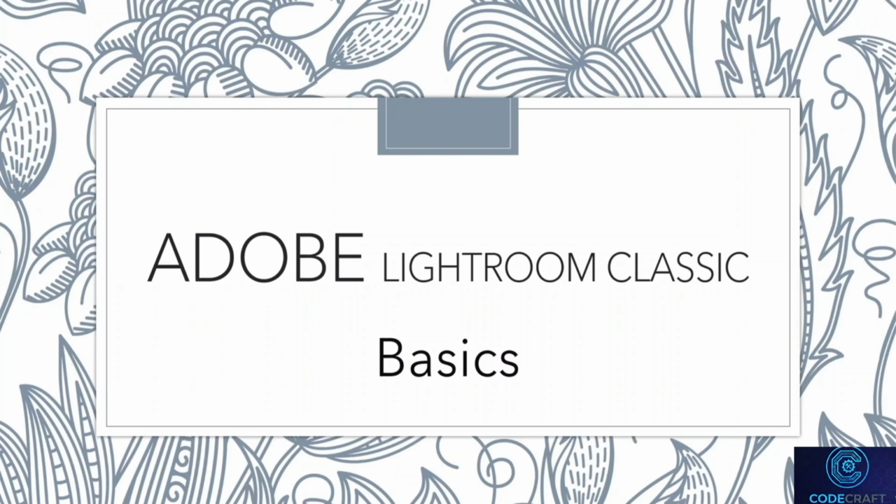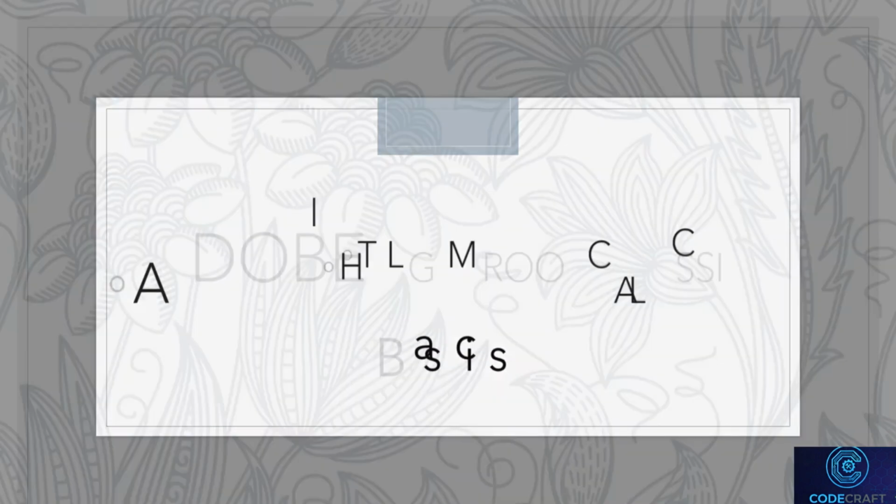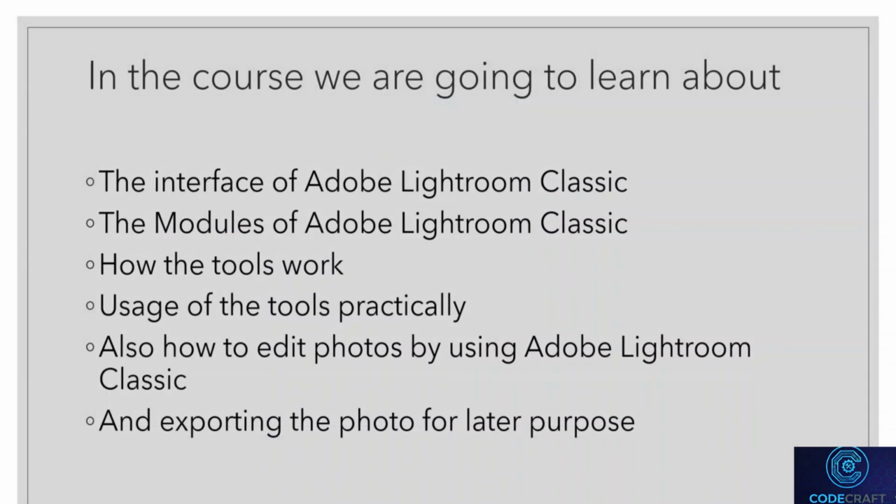And there is a vast amount of tools in Adobe Lightroom. But among them, you have to know that there are 7 main modules in Adobe Lightroom, and those have tools according to their category. In this course, we are going to learn about the interface of Adobe Lightroom Classic. Sometimes people think that there are a lot of tools, and they get a feeling that it's complex, but it actually is not.